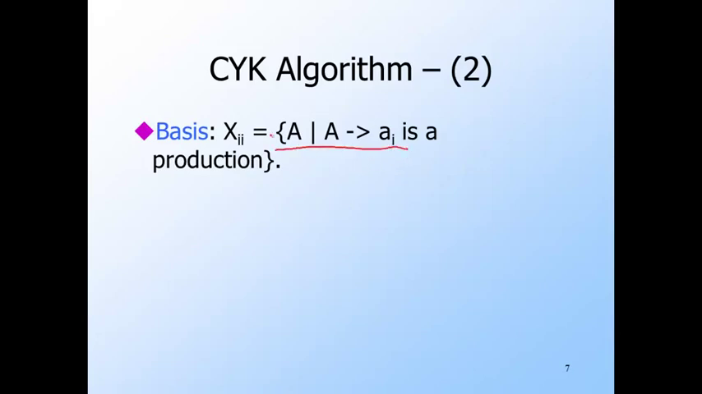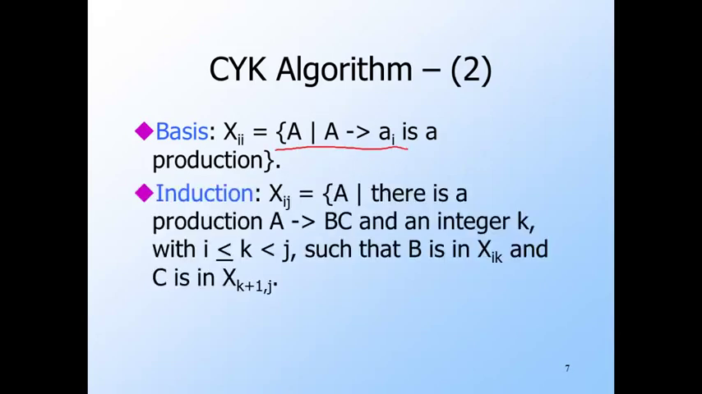For the induction, where j is strictly greater than i, we can compute X sub ij from X's representing two substrings of a_i through a_j. The first is the substring from a_i to a_k for some k less than j, and the second is a_k+1 through a_j. Both these strings are of length less than j minus i plus 1, so we have already computed the sets X sub ik and X sub k+1,j.